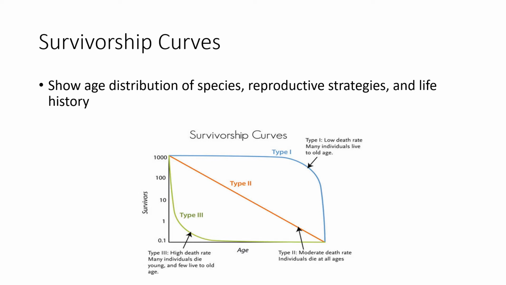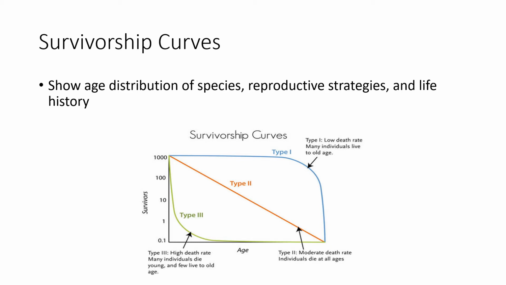So for example, type 1, for example humans, or a K strategist, is a type 1. Organisms in type 1 have few offspring, but they live for a long time. So organisms that are being born are actually staying alive for the majority of their lifetime and then dying off towards the end of the maximum lifespan.